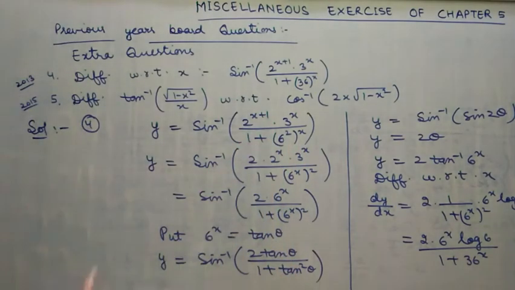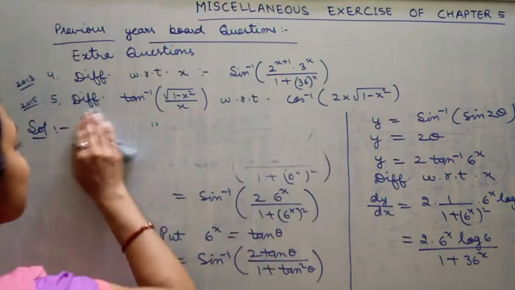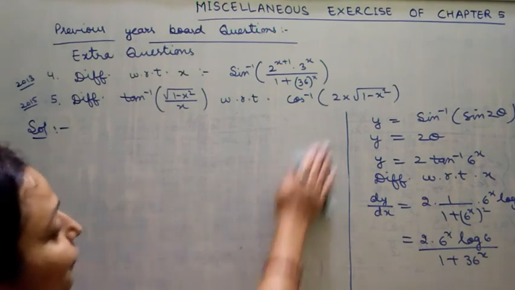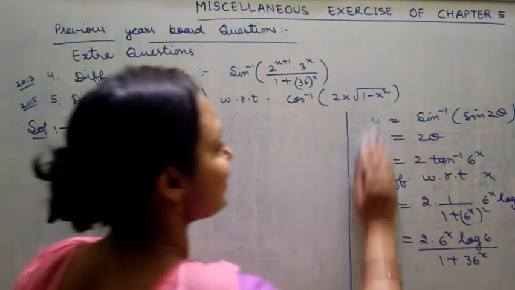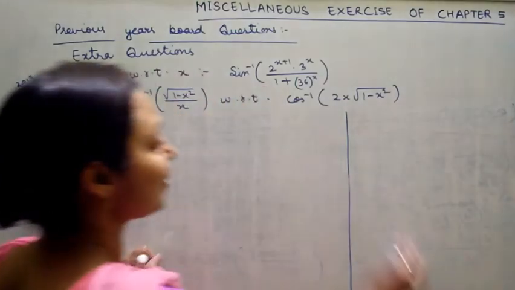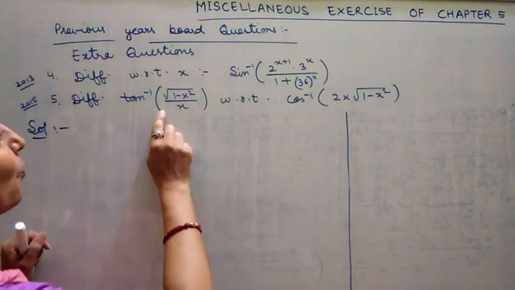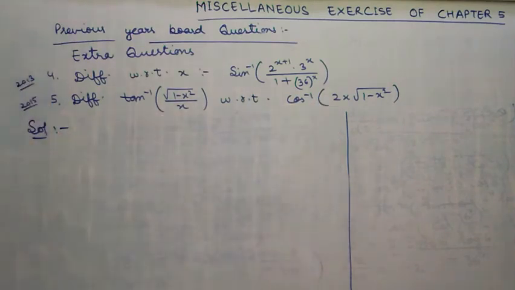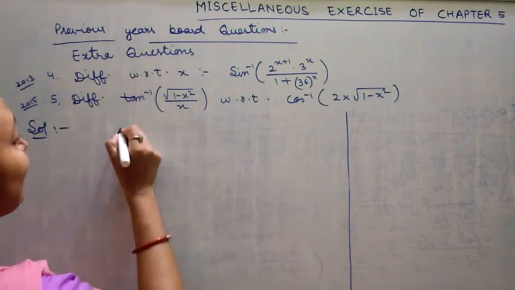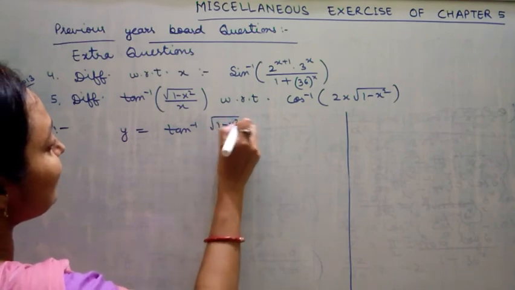Directly, if you want to do it directly, it becomes very complicated for you. So you have to change it into the formulas like this. Now the next question, you have to differentiate this with respect to this. Suppose one function is y and the second function is z. Okay, so you have to find dy upon dz. So I will suppose this as y. y is equal to tan inverse of root of 1 minus x square upon x.